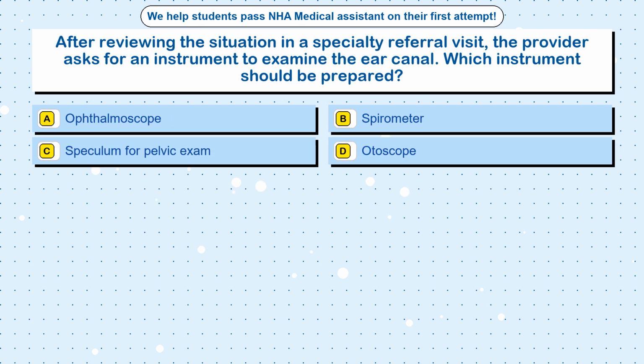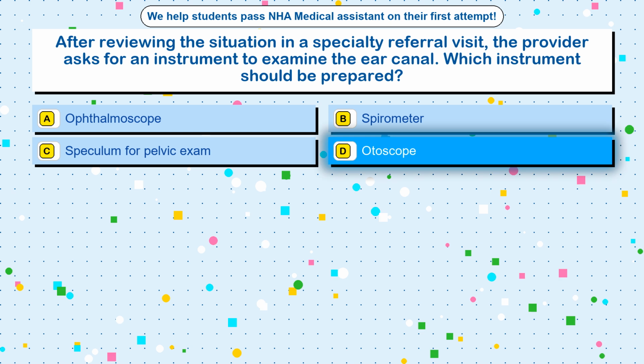Question 37. After reviewing the situation in a specialty referral visit, the provider asks for an instrument to examine the ear canal. Which instrument should be prepared? Option A. Ophthalmoscope. Option B. Spirometer. Option C. Speculum for pelvic exam. Option D. Otoscope. The correct answer is option D.